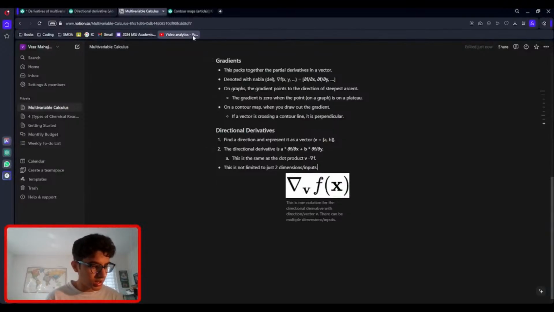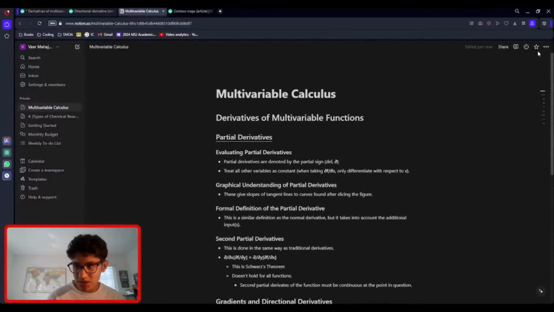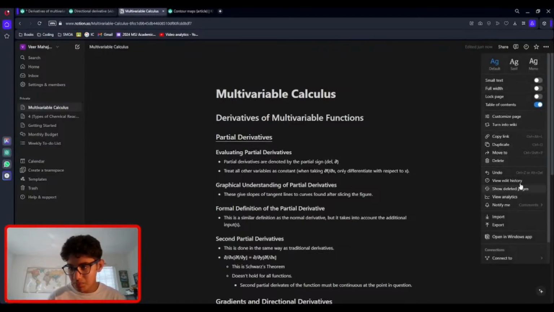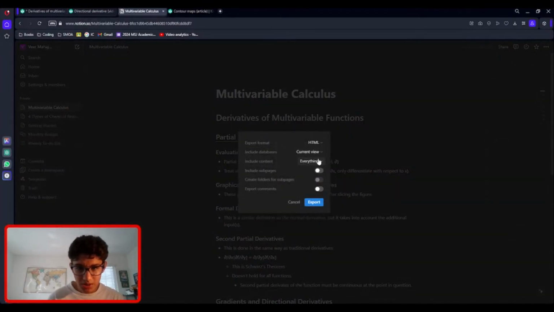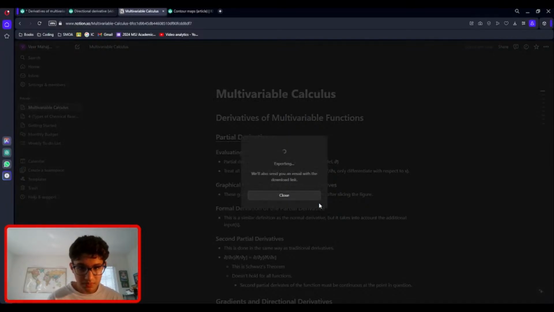Then we figure out what directional derivatives are. Let me download this, and I will actually link this as a PDF or something. So let's export it. What all can we do? We can do a PDF or HTML. Let's do HTML first and see. Include subpages, include content, everything, include databases. We don't have anything. So let's export it then.